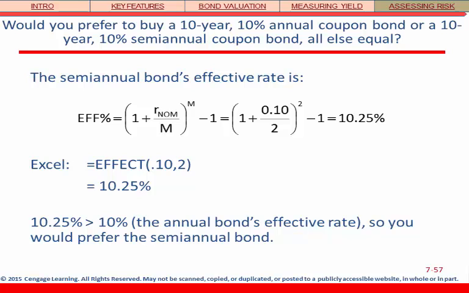Now this slide is somewhat interesting. It looks like there's a lot going on there from a math perspective, but it's a real simple question. Would you prefer to buy a 10-year 10% annual coupon bond, or a 10-year 10% semi-annual coupon bond, everything else being equal? And the answer is obviously the semi-annual bond. Why? Because the semi-annual bond gets to compound for 2 periods instead of 1. And so you get a little bit extra with compounding interest, 10.25% instead of 10%. So obviously you would prefer that semi-annual coupon bond over a similar annual coupon bond.